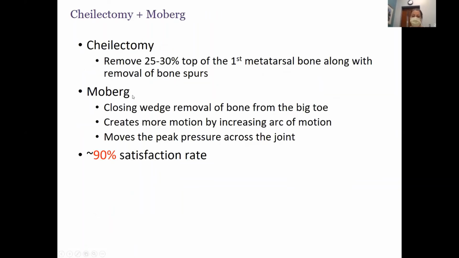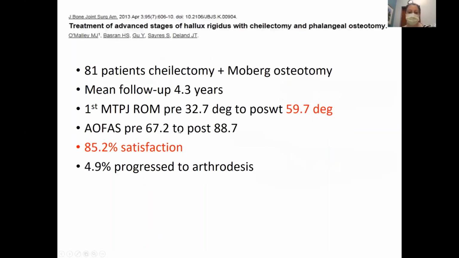Sometimes as well, we add an additional osteotomy called a Moberg osteotomy, which I'll show here in a second. And overall, this has a 90% success rate. We also know that even in advanced stages of arthritis, the literature supports still performing this procedure if there is still any joint space seen on X-ray, because there's up to 85% satisfaction and less than 5% progressed to needing a fusion after this surgery.